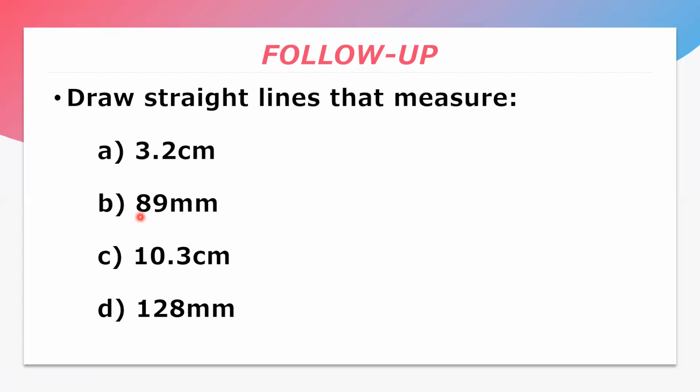So here you divide 89 by 10. You will get 8.9. So 89 millimeter is equal to 8.9 centimeter. Now you can draw with the help of a ruler. What about this 128 millimeter in centimeter? For 128 millimeter to centimeter, you divide this number by 10. So you will get 12.8. So using a 15 centimeter ruler, you can easily draw a line that measures 12.8 centimeter. So if it is millimeter, just convert it to centimeter and draw the line in terms of centimeter.